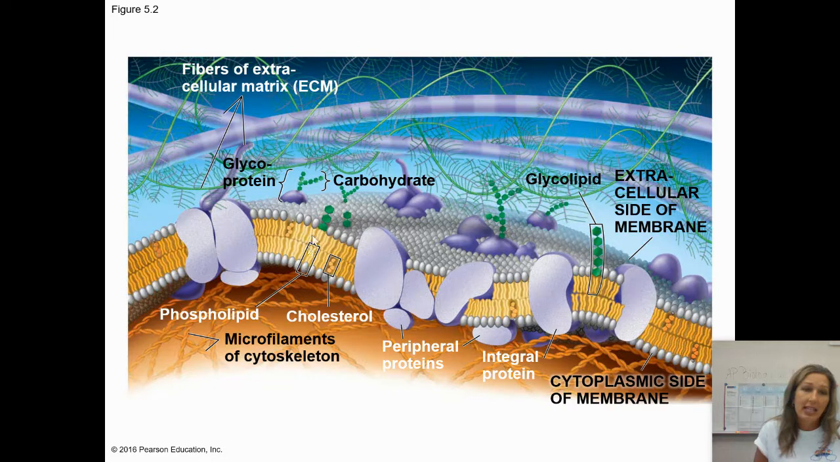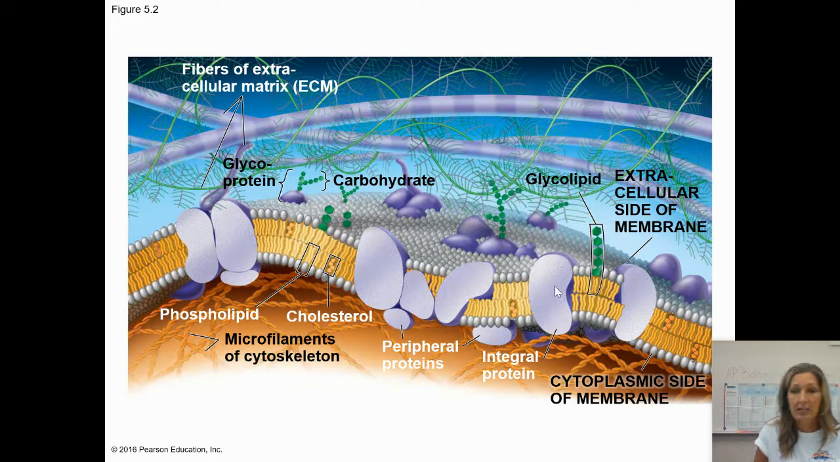Because these tails are nonpolar, they repel against water, so they're always going to be turning inward. And then the heads that do like water, that are hydrophilic, are going to be exposed to the water that is inside the cell or also outside the cell. That's the primary structure of the plasma membrane, this phospholipid bilayer. Now, I'm also seeing proteins in the lipid bilayer. These are referred to as integral proteins.